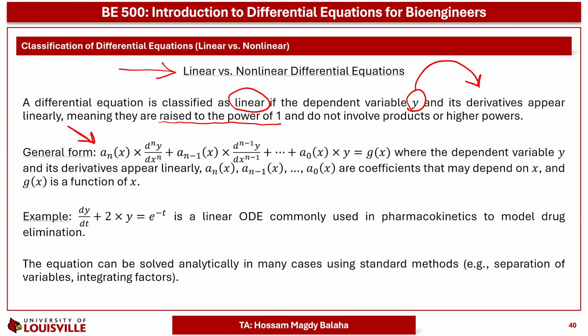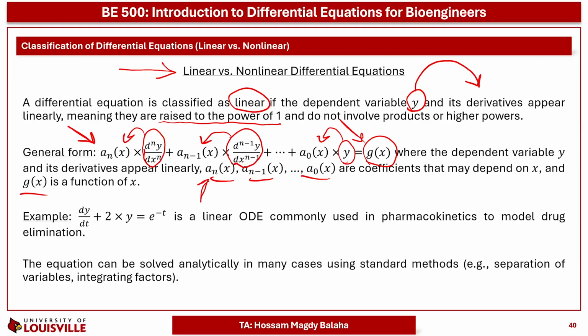The equation is the derivative of order n, and we will understand the meaning of the order after a while, multiplied by a factor, which is a constant or a function of x or other variables rather than y. The same here, multiplied by a factor, and so on until you reach y multiplied by a constant or a function of x. The other side of the equation is a function g of x. All of these are coefficients that may depend on x, and they may be constants. And g of x is a function of x.